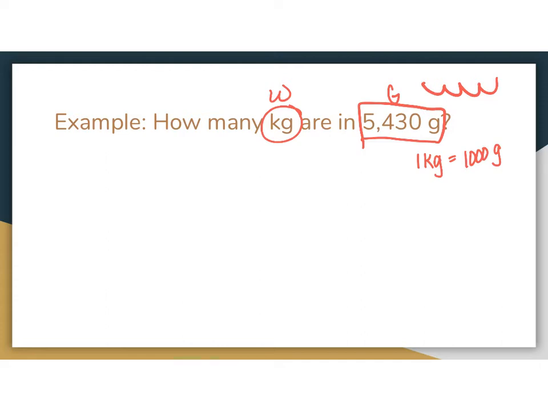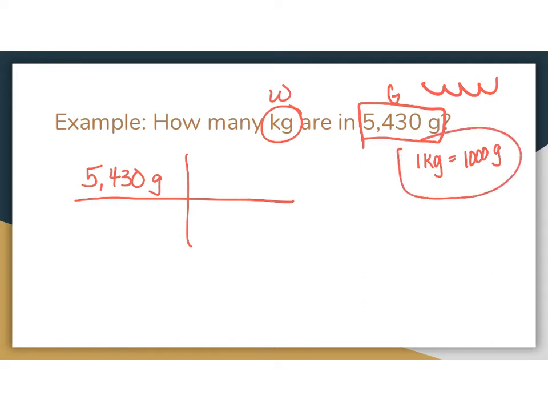So with dimensional analysis, I'm always going to start with my given up here. So I'm going to put my 5,430 grams up in this corner. And then I'm going to make a grid. When I make a grid, I'm going to just keep that 5,430 grams, my given, in this upper left corner. And then I'm going to use this conversion factor, which is probably similar to what you guys saw in your gizmo. I'm going to use that to cancel out grams and find kilograms.